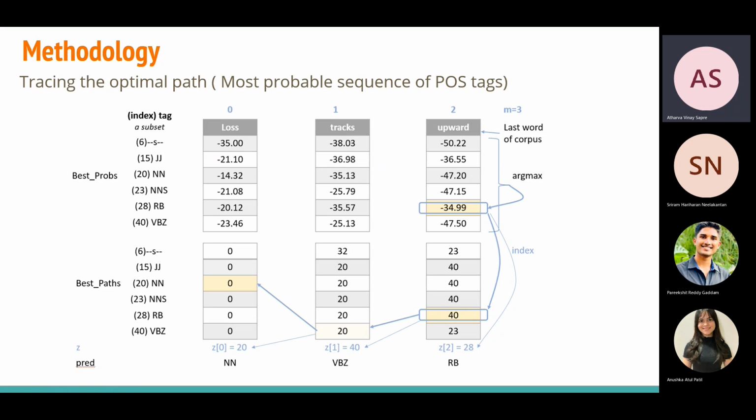algorithm will terminate. So while running this algorithm, we will store each POS tag associated to that particular word in a separate array, which will help us give the most probable sequence of POS tags for a given sentence. So in this case, it is loss being associated to the tag NN, tracks to VBZ, and upward to RB. So this is how the backpropagation algorithm works. And these two algorithms, when put together, form the Viterbi algorithm.